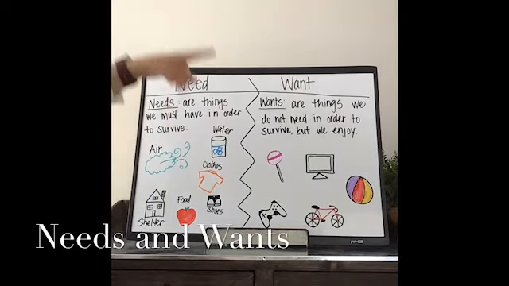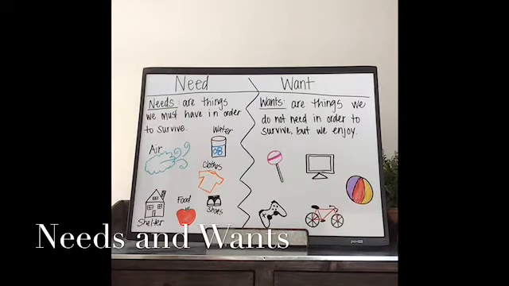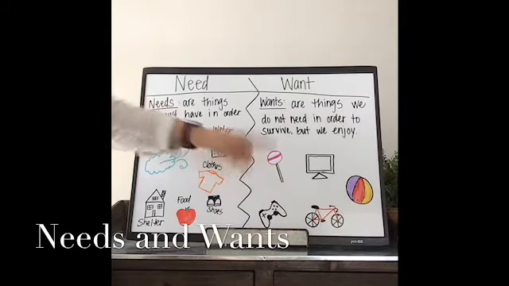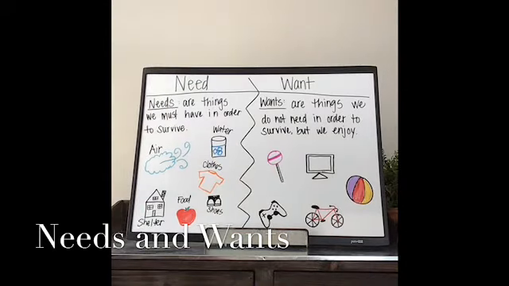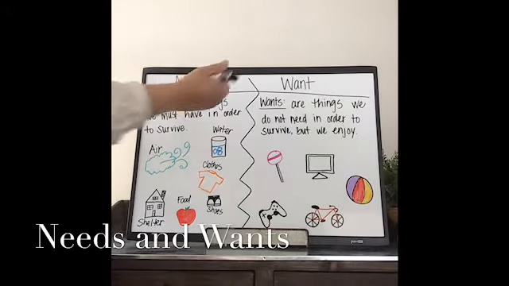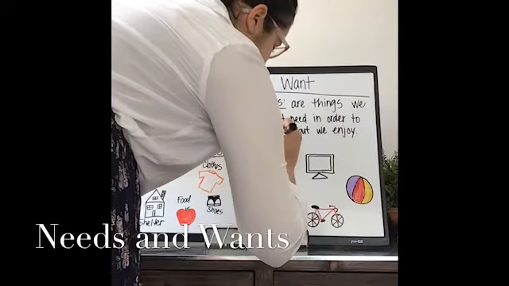Now let's look at the wants. So we don't necessarily need these things to survive, but we do enjoy them. Now, what do you think this is a picture of? That is a picture of, if you guessed candy, you're right. That is a picture of a lollipop, but that is candy. So I'm going to write candy.